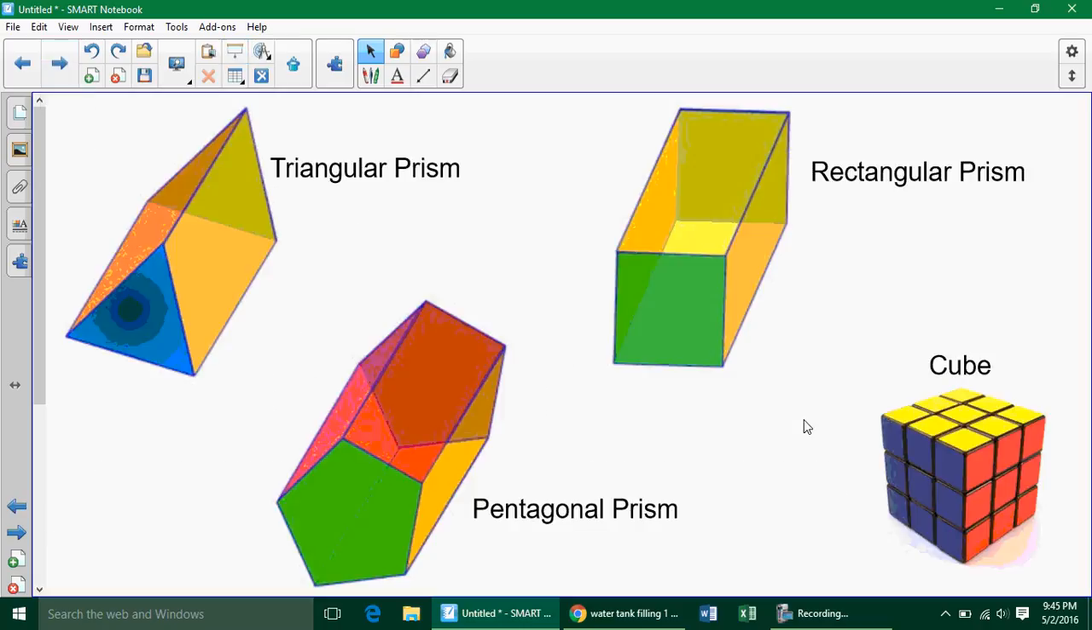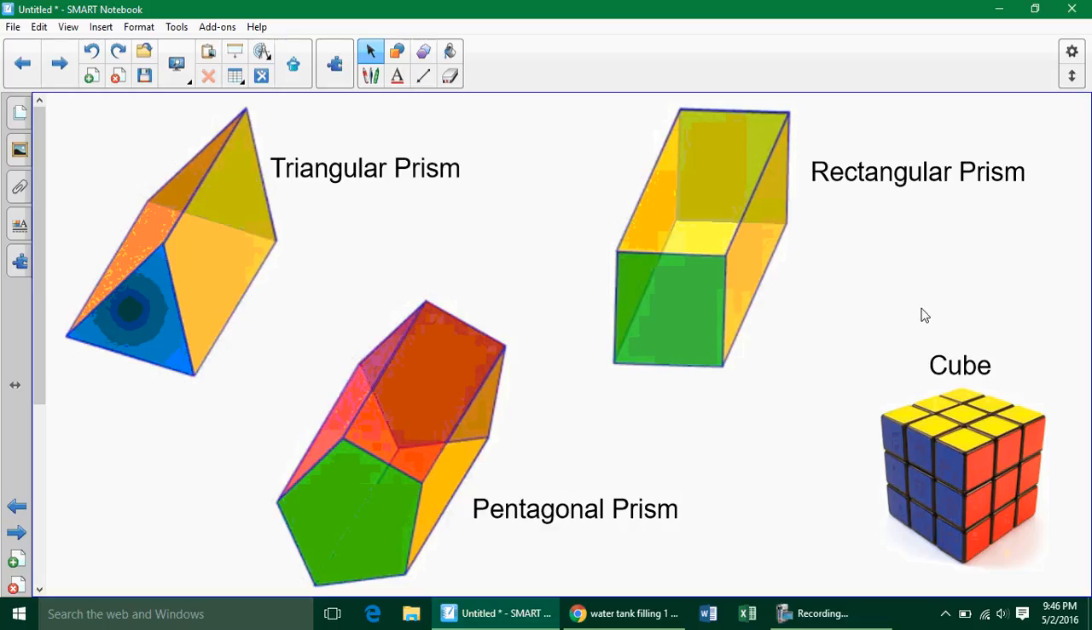So here are a few different images of different prisms, okay? The top two are ones that come up quite frequently, so you need to know what those are. So we have a triangular prism, we have a rectangular prism, we have a pentagonal prism, and we have a cube. The reason why I wanted to show you these shapes was to kind of show you where the names come from. So if we take the triangular prism, okay, if you look at the base, what shape do you see? A triangle. Okay, and so that's where the name comes from. A pentagonal prism, if you look at the end, you have a pentagon. So that's where the name comes from.